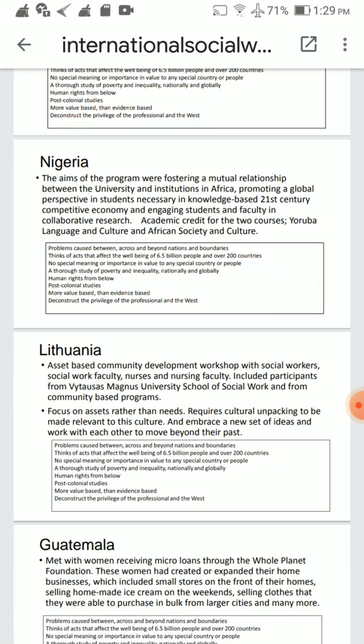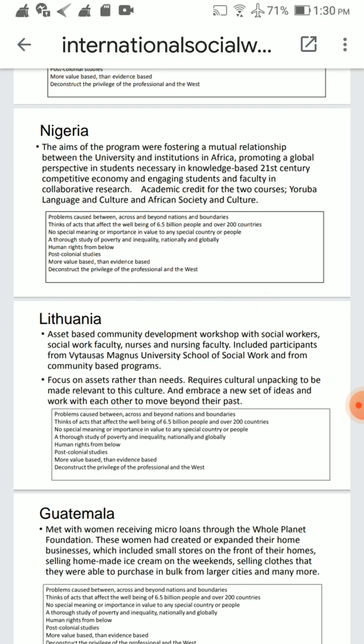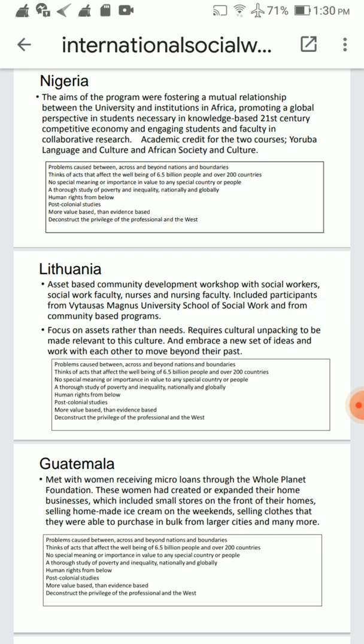In another country like Nigeria, the aims of the program were fostering a mutual relationship between the university and institutions in America, promoting a global perspective in students necessary in the knowledge-based 21st century competitive economy, and engaging students and faculty in collaborative research. So in international social work, to be specific in Nigeria, they are more concerned about collaborative research from different countries. In Lithuania, an asset-based community development workshop with social workers, social work faculties, nurses, nursing faculty, including participants from other university schools of social work and from community-based programs. So they are merging or cooperating in what we call a development workshop.